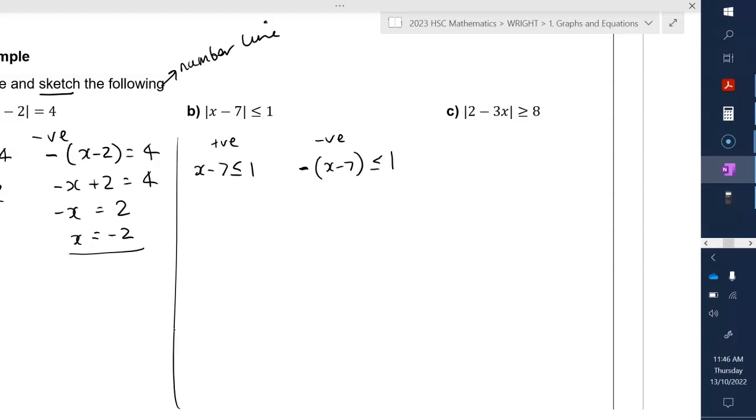Now, like I said previously last year, I want you to put the positive and the negative on the side that has the function in it. I don't want you to put the positive or negative on the side that has the number by itself. I would just prefer it if you did it that way, and it will work all the time, nice and easily.